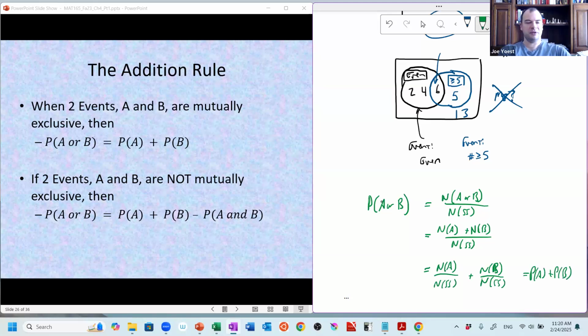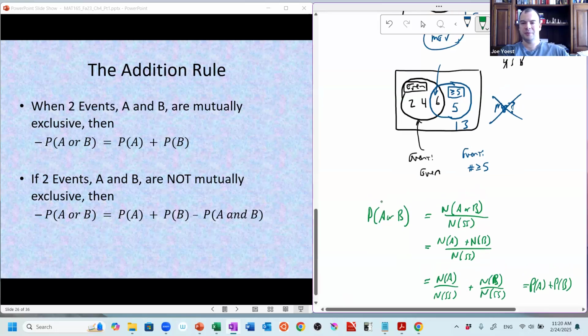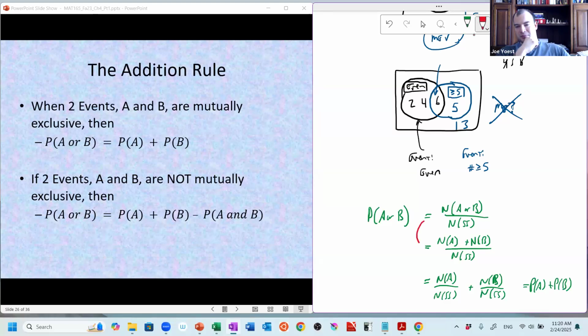Does this work even if I don't have mutually exclusive events? Or if it doesn't, why doesn't it work? Well, let's take a look at this step. This is really the only step where we did anything really of consequence. Everything else was just basically definitions. What does a probability mean? And then, this step here was just fraction rules.